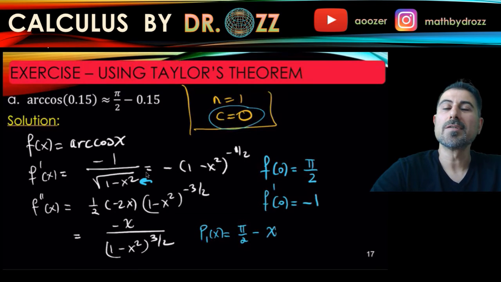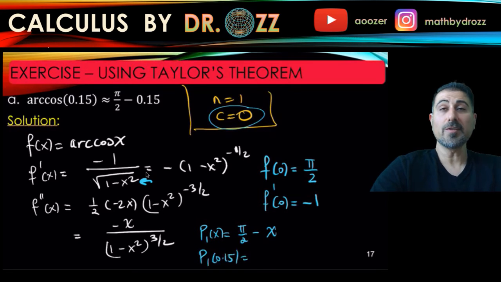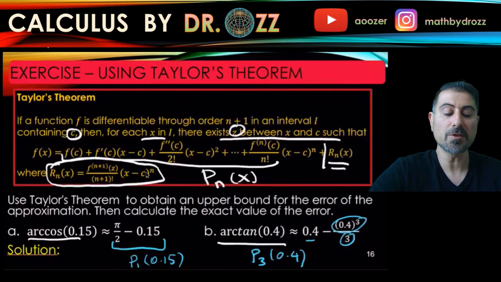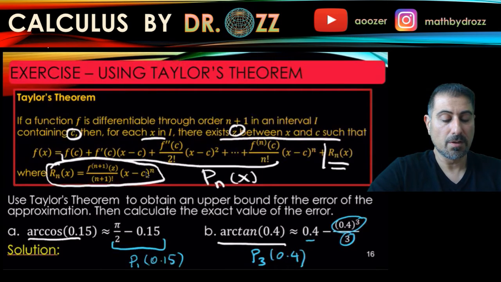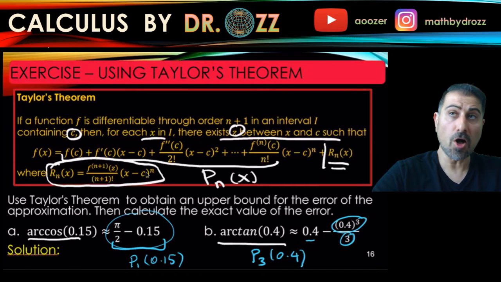Okay. So now look, P1 at 0.15 is something really easy to calculate. Pi over 2 minus 0.15. There we go. That's in fact what's given in the question statement here. Right, pi over 2 minus 0.15. Okay, so now I'm going to write the description of Rn in the next slide. So I need R1. R1 means I need the second derivative evaluated at z and all other terms.